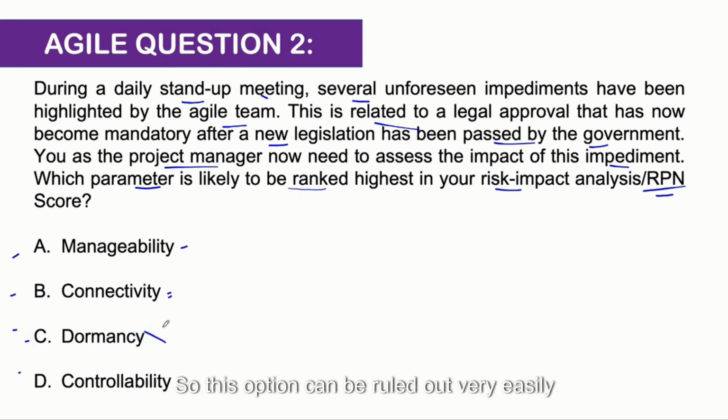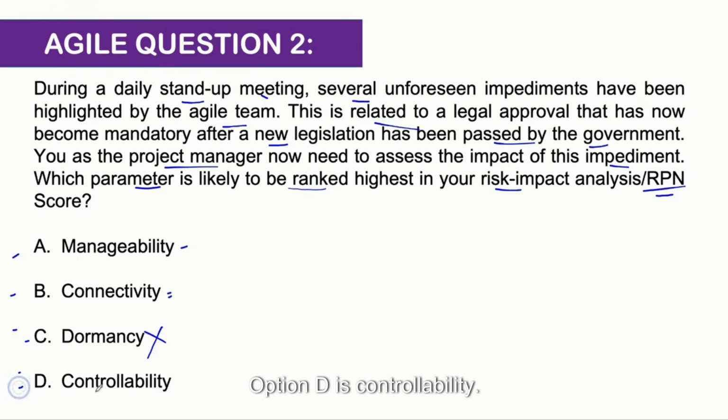Dormancy. So this option can be ruled out very easily because dormancy will be very low, because you know that this legal approval is now important because the new legislation has already been passed, right? So the dormancy score will be very low because the risk has already occurred. Okay, so we can eliminate dormancy.